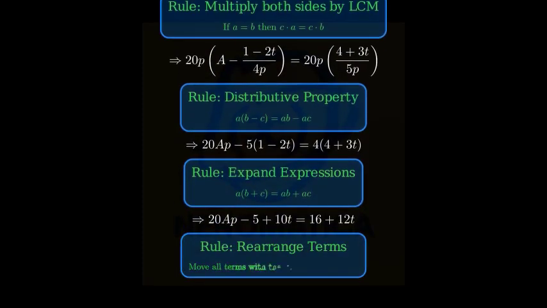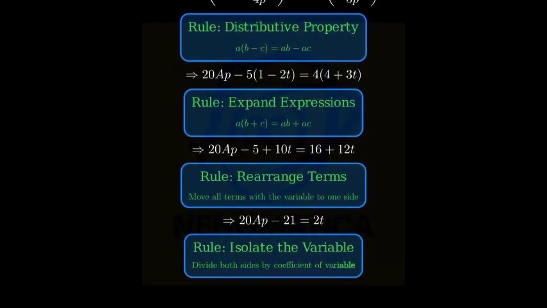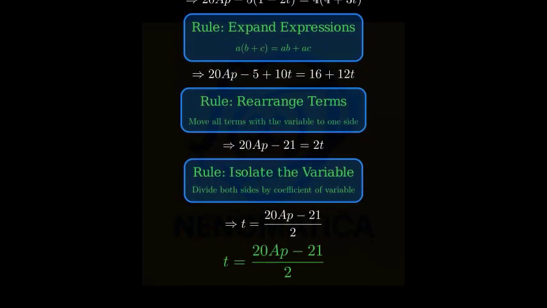Let's rearrange the terms to group like terms together. We move all terms with t to the left and all other terms to the right. So 10t minus 12t goes to the left side, and we move negative 5 to the right side, which becomes positive 5. Finally, we can solve for t. We divide both sides by 2 to get t equals (20ap minus 21) divided by 2. And there we have it. We have found that t equals (20ap minus 21) divided by 2. This is our final answer.